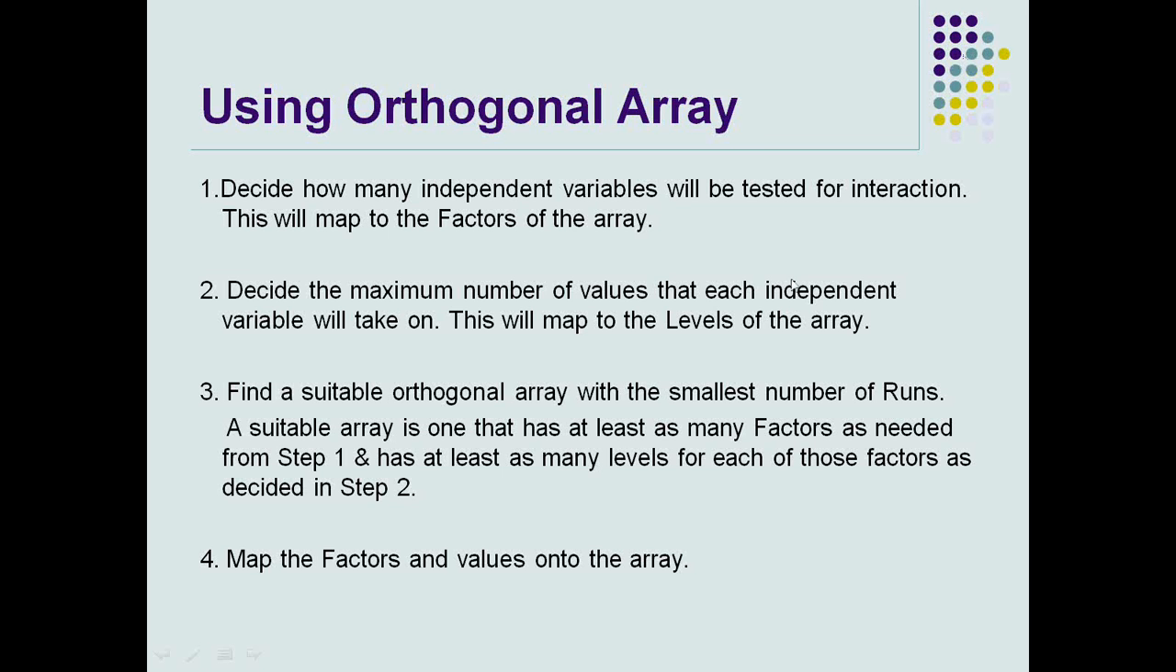So here's how we would be performing the steps for using the orthogonal array. We'll decide how many independent variables will be tested for the interaction. As an example, take a report, in which in order to get the report, you would need certain filters or certain parameters through which you can apply the filter and get the result.